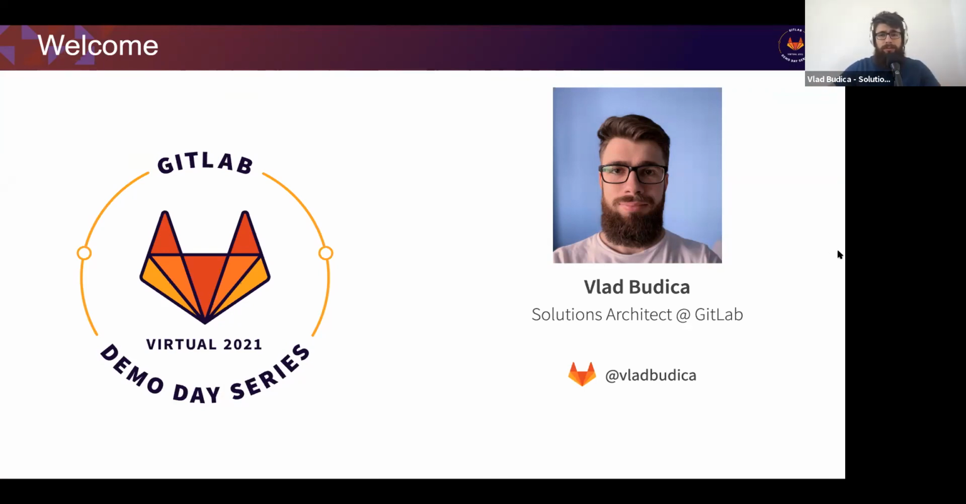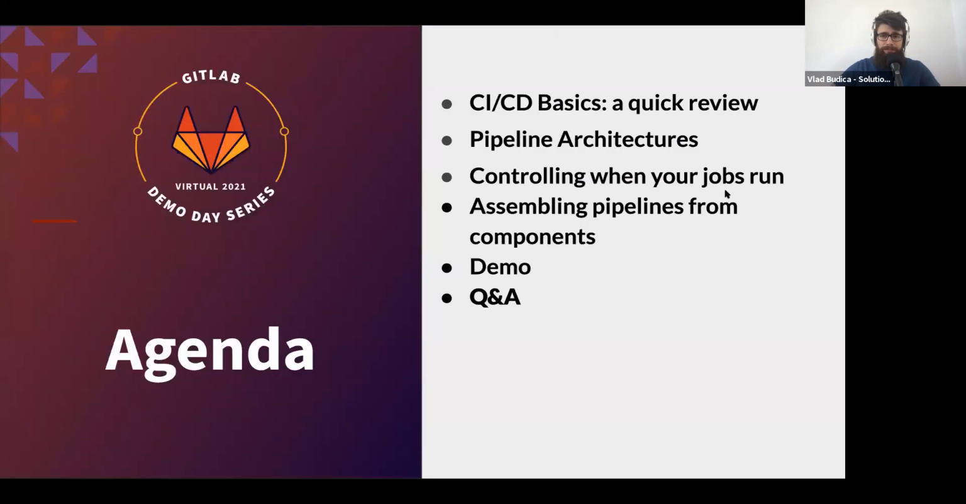First of all, let's look at the agenda for the session. We'll kick things off by doing a quick review of the CI/CD basics that was covered this Tuesday by my colleague Christoph. Then we'll start discussing pipeline architectures with a focus on the more advanced options that GitLab offers. Also, talking about controlling when your jobs run, using rules to decide when to trigger a job or not.